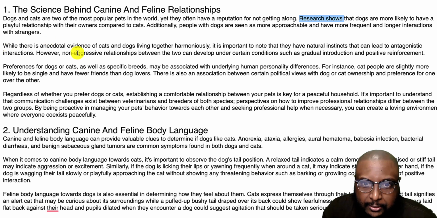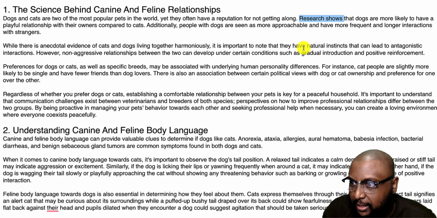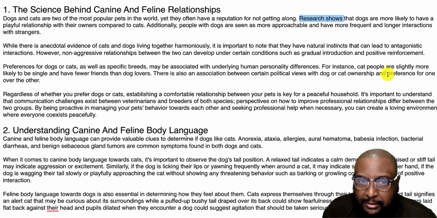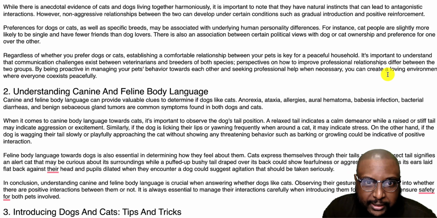While there's anecdotal evidence of cats and dogs living together harmoniously, it's important to note that they have natural instincts that can lead to them not working together.